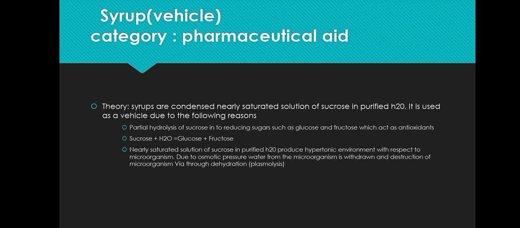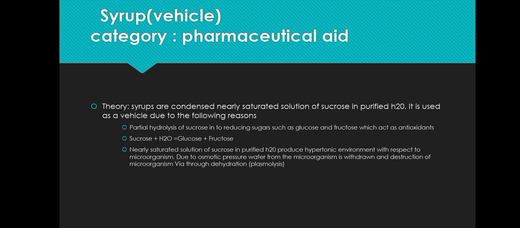It is basically used as a vehicle, a medium to provide a stable environment and mobility to the API. Syrup is used as a pharmaceutical aid. Pharmaceutical aids are the drugs or substances which have no or little pharmacological effect, but they are essentially used in the preparation of pharmaceutical dosage forms. It is used as a vehicle due to the following reasons.